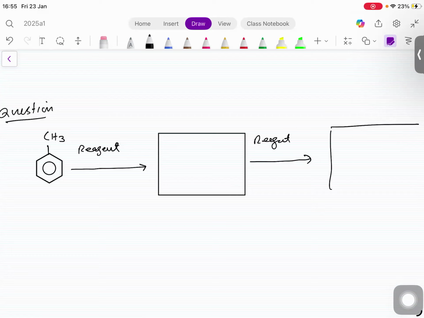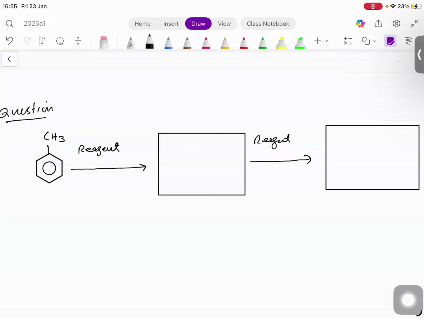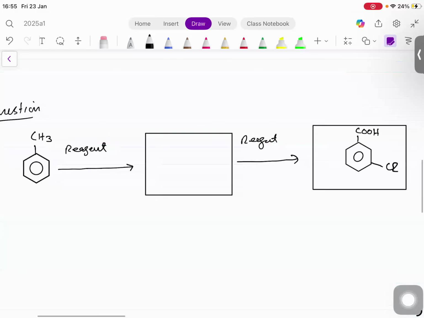and forms another product here. And the last product which is formed is this one. And they ask you, what is this intermediate? I'm giving you 2 minutes. Two minutes.